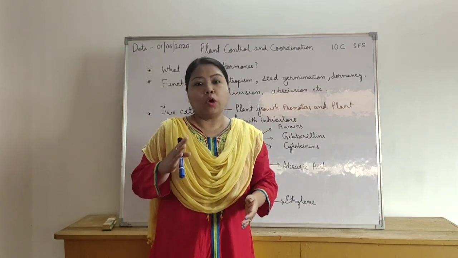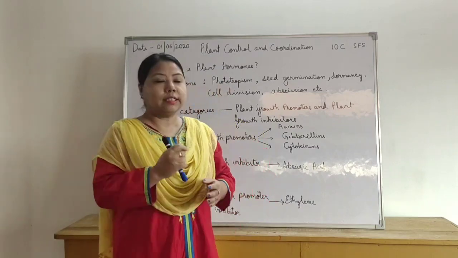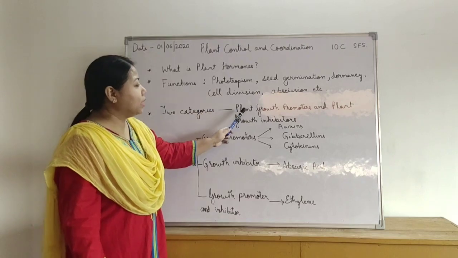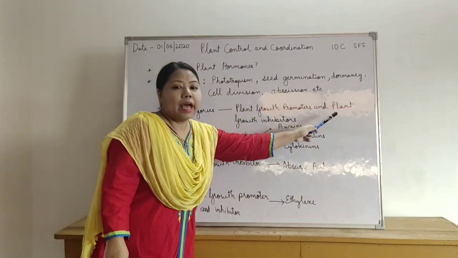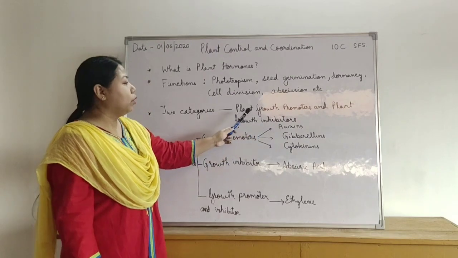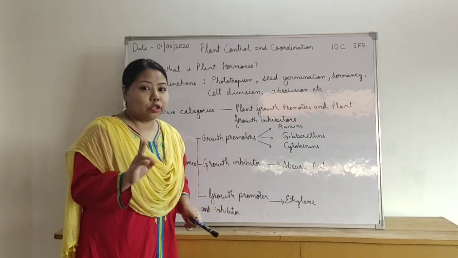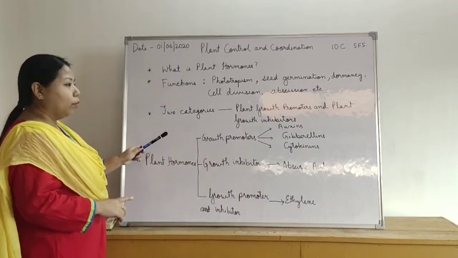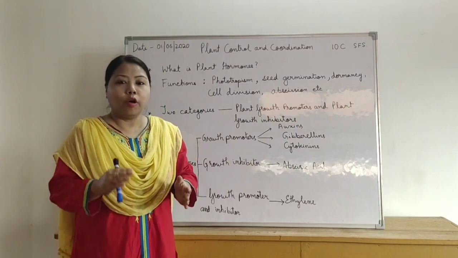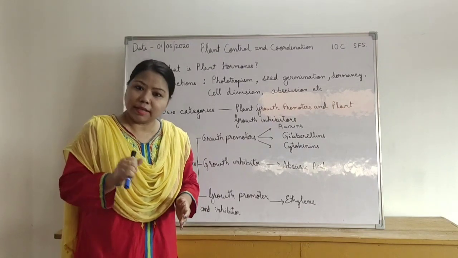So depending on the actions of the hormones, the plant hormone is categorized into 2 categories, that is plant growth promoters and plant growth inhibitors. Fine? Plant growth promoters and plant growth inhibitors are the 2 categories of the hormone which is produced by the plant, and the hormone which is produced by the plant is in very little amount.